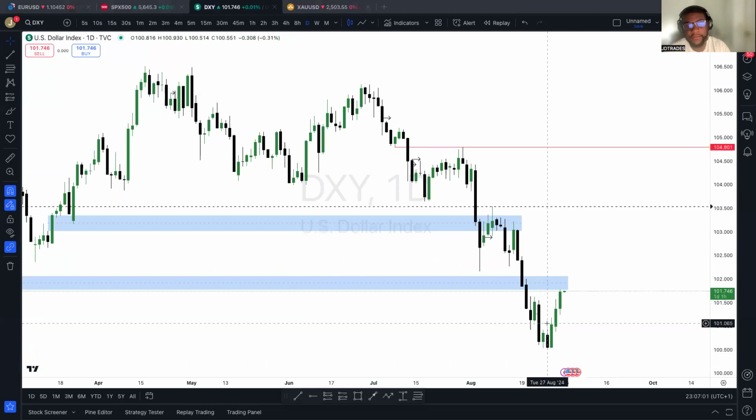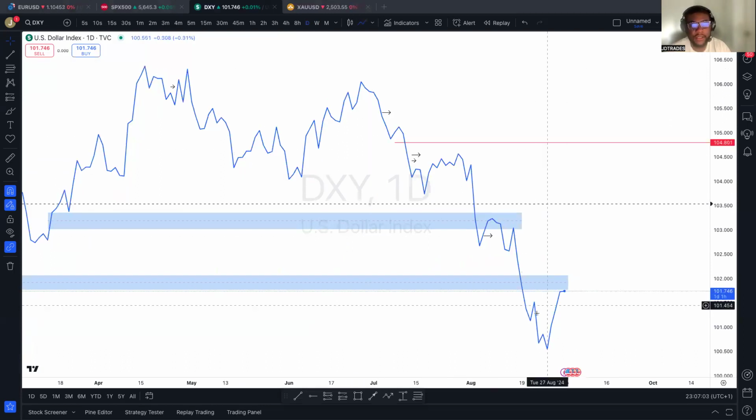Now on the daily time frame, we have had a break of structure. Another break above this high here. We had this break above the high here, and now we've had the break above this high here.